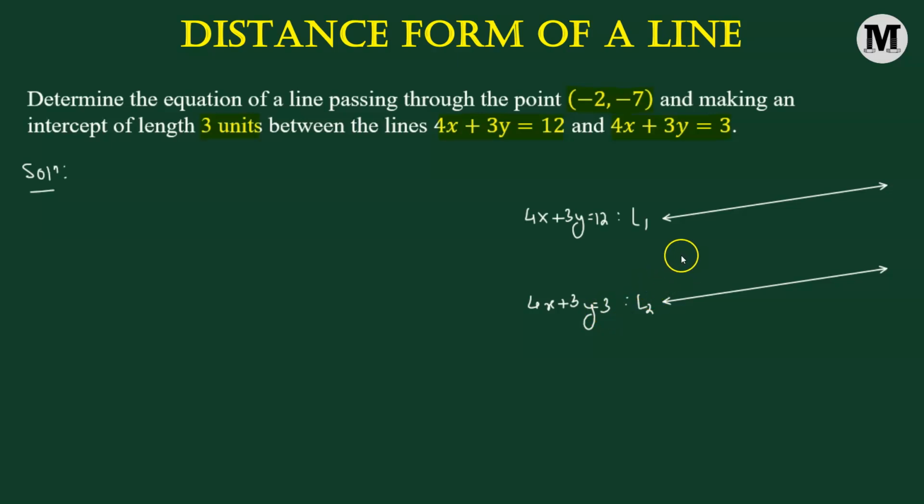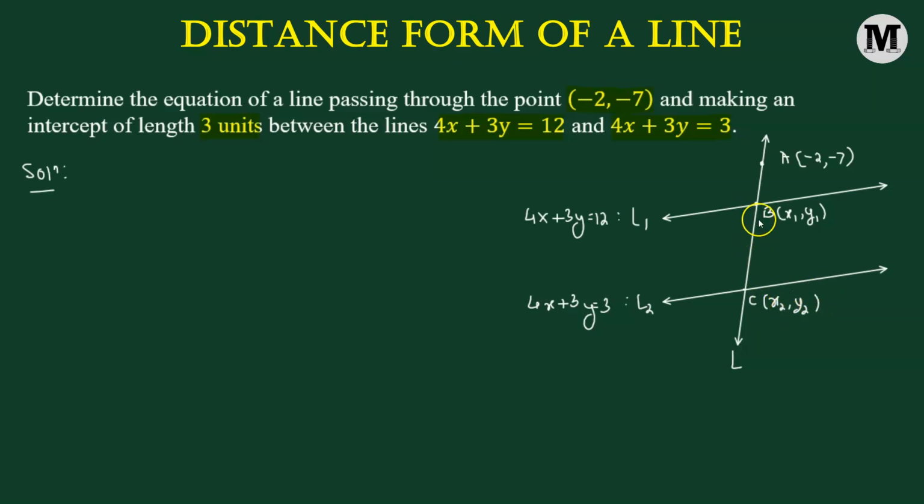Fine. Next, we're going to consider a line that passes through a point. Let's call it the point A, having the coordinates -2, -7. And that line is also going to intersect the two lines L1 and L2. So here we have the line, let's call it the line L, which passes through the point A with coordinates -2, -7. It intersects the line L1 at the point B, and the line L2 at the point C. We'll suppose that B has the coordinates x1, y1, and C has the coordinates x2, y2.